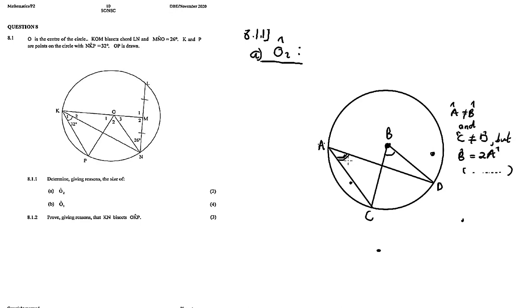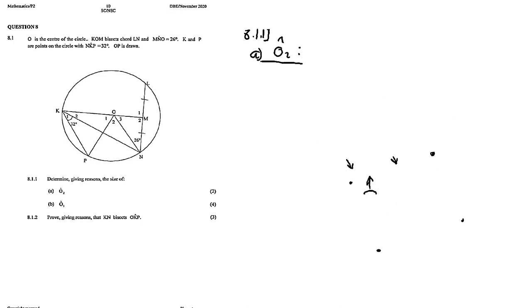Another thing to point out is that these angles must face in the same direction. B and A, yes, this theorem applies, but C and B, no. B is not equal to 2 times the angle at C, because these two angles do not point in the same direction. So that's the thing we point out. Therefore, we calculate O2 using this theorem.